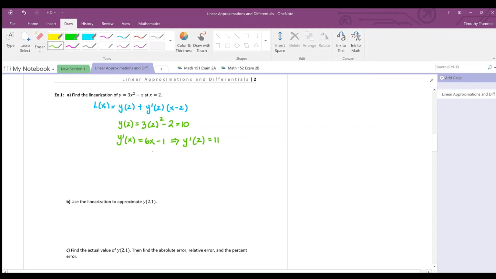All right, and we have everything we need here now. We can go ahead and plug all this in. We have our linearization is equal to y of 2, which again is 10, plus y prime of 2, which is 11, and then x minus 2. And if we were to distribute and combine like terms here, we'll have L of x. I'm going to make a little more space for it though. L of x is equal to 11x minus 12.